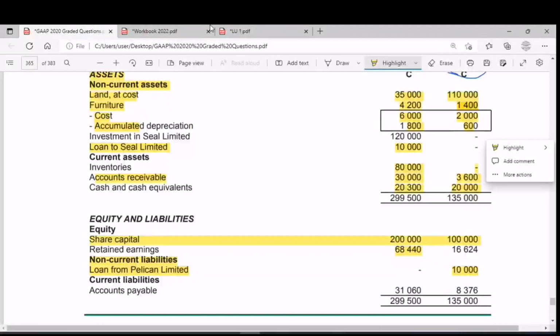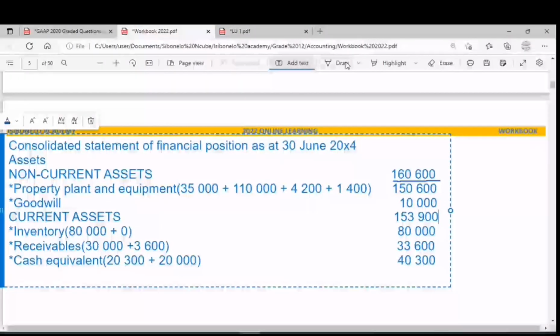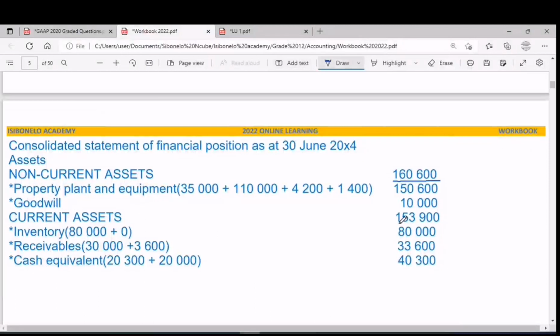2,300 plus 20,000. So in total we get 40,300. Then the total current assets will be 80,000 plus 33,600 plus 40,300, which gives a total of current assets of 153,900. So this is the total of current assets.